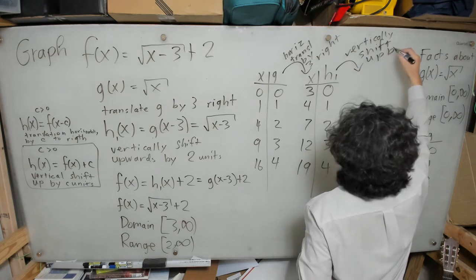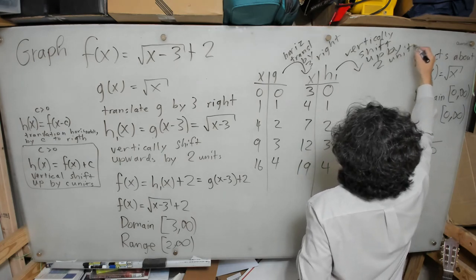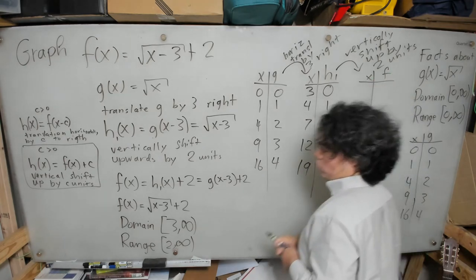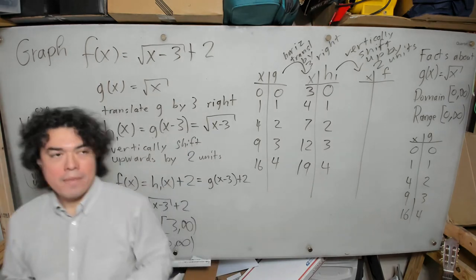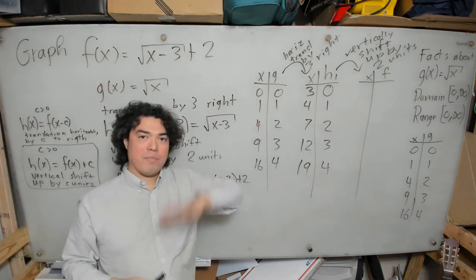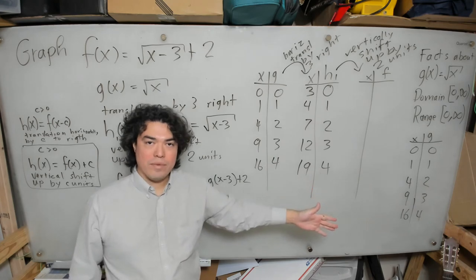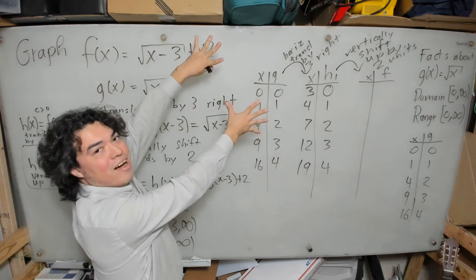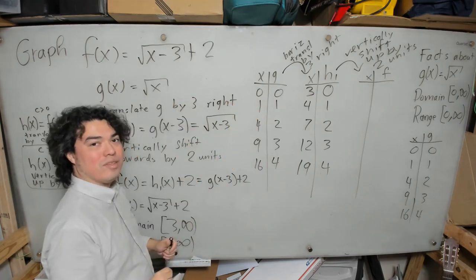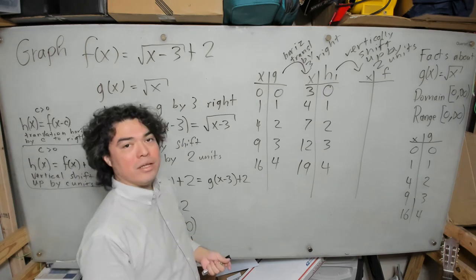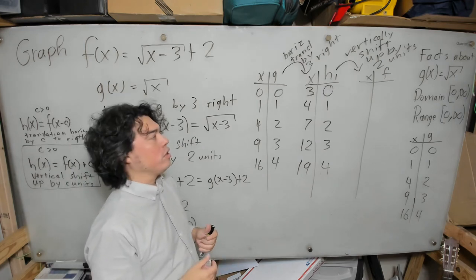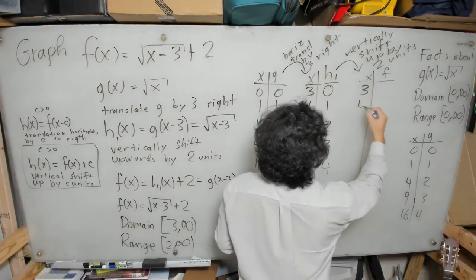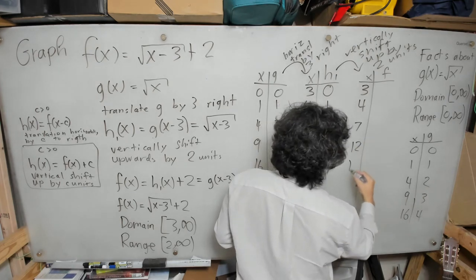Up by 2 units. And this will actually be the table of our function. What I want you guys to think now is, if I apply a vertical shift, does that affect my x or does that affect my y? Imagine the graph of the function, I push it upwards, aha, it only changes the y. How does it change the y? You add 2 to each y value. It doesn't change the x. So we can just copy the x over. 3, 4, 7, 12, and 19.